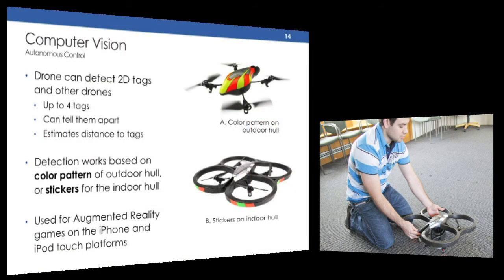And remember how I said that the drone is an augmented reality drone. Basically what this means is that it has computer vision on it, and it can detect other drones in the air, as well as identify them and tell how far apart they are. This is used for augmented reality games on the iPhone and iPod Touch platforms.